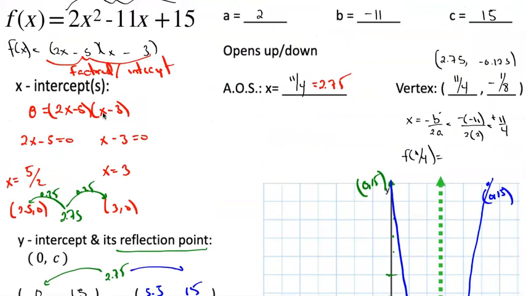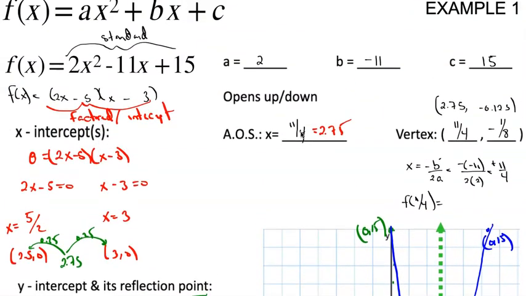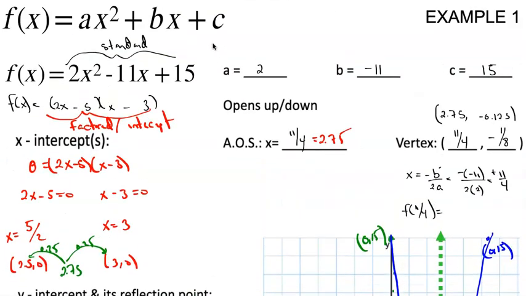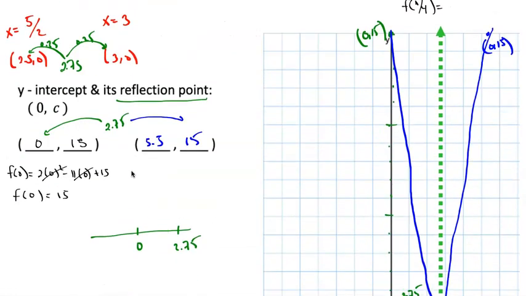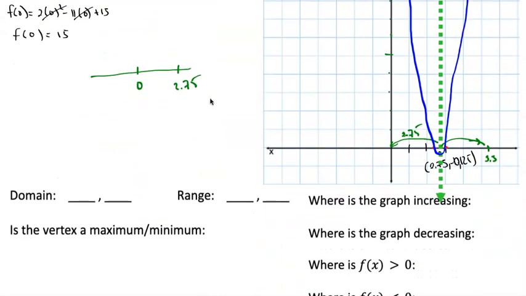So now I have the x-intercepts done. I have the axis of symmetry. I have the vertex. I have the y-intercept, which I got from my C value. I got its reflection point. How far away am I from the vertex? 2.75 units. So I'm going to count another 2.75 units and get the same y value. And now my domain and range. Domains are easy. You can plug in anything you want for these. It's negative infinity to positive infinity. I don't have to worry about any fractions here. It's just a quadratic.